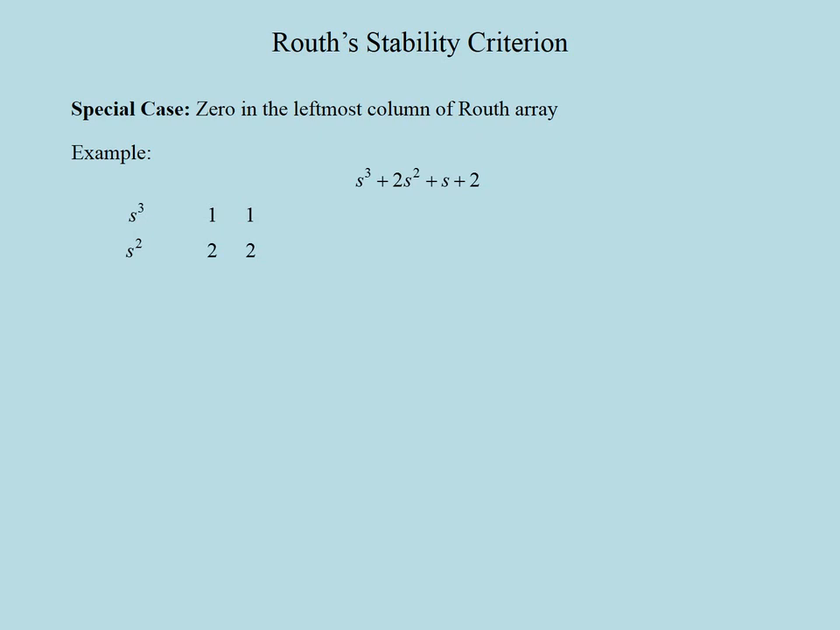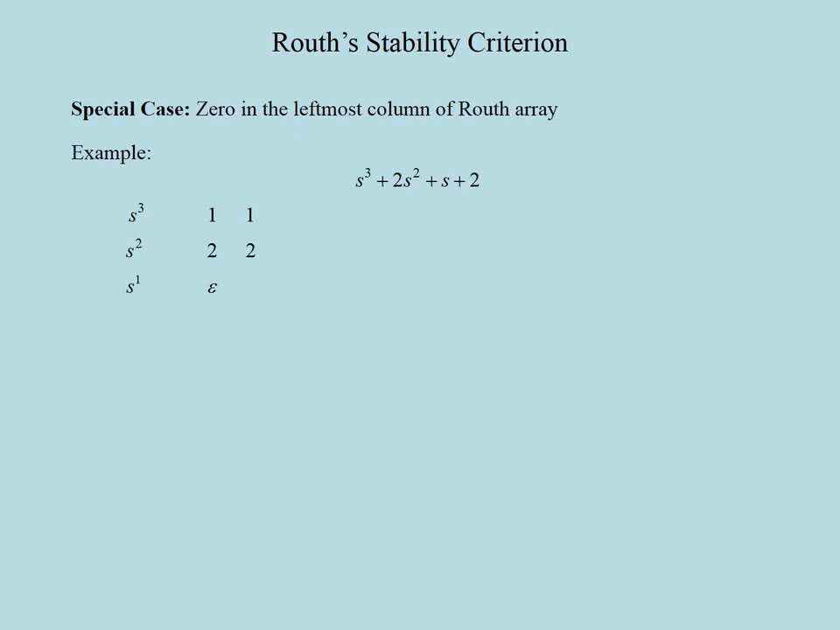Since we cannot divide by 0 in computing the elements for the forthcoming rows, we are going to use epsilon instead of 0, and after finishing the array, we are going to examine the signs in the leftmost column as epsilon goes to 0.